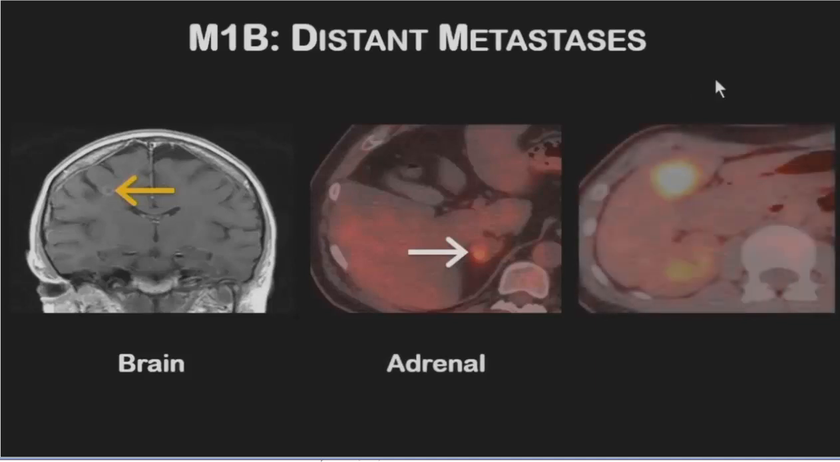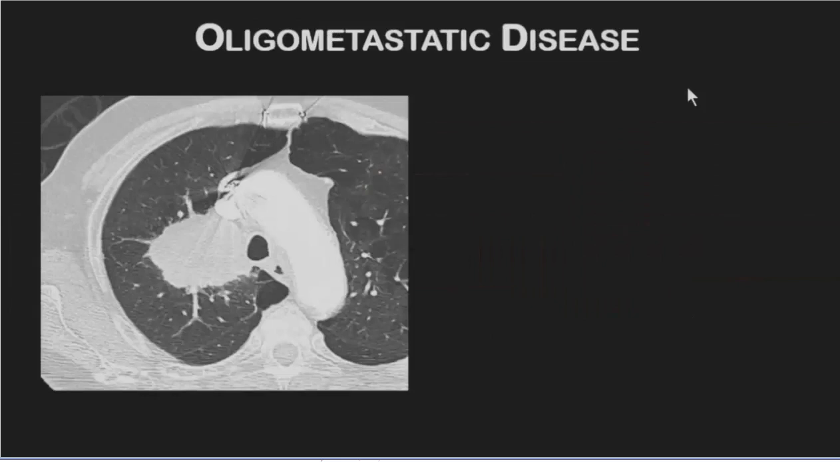And finally, we can see here a relatively common site of metastasis, the liver, and this patient with non-small cell lung cancer had this very large lesion within the liver that was FDG avid, consistent with metastasis. So one of the limitations of the current staging system is that it does not discuss differential survival based on the number and extent of metastatic disease.